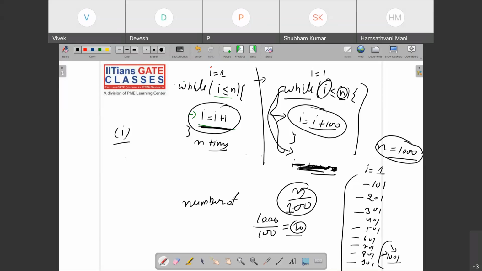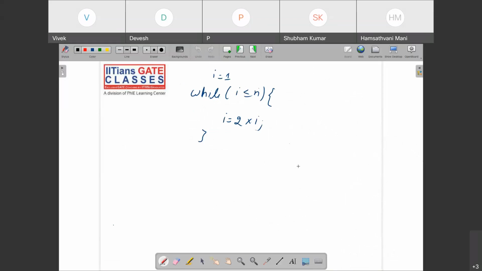There is a very simple mathematical proof for it, but I'm not going into the proof because I did it with an example where n is 1000, right? So similarly, if we change the value of I, starting from I equal to 2, instead of doing I plus 100, at each step I am doubling the value of I, or you can say I am multiplying the current value of I with 2. Now what will be the number of executions for this line? Number of executions I want.